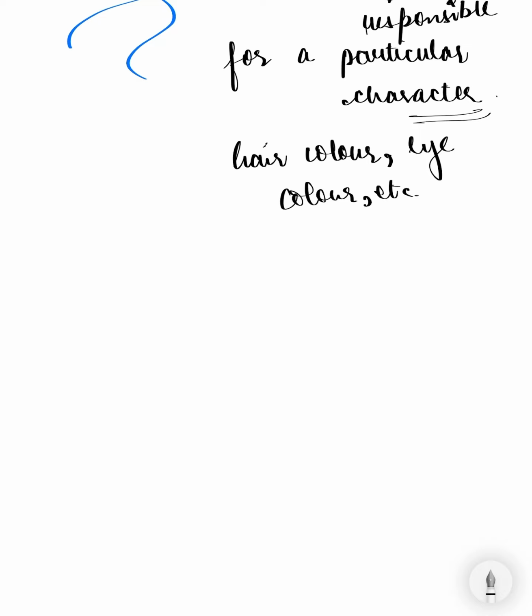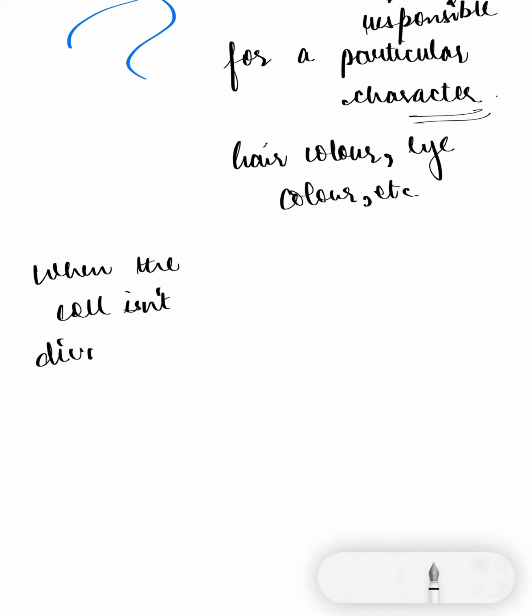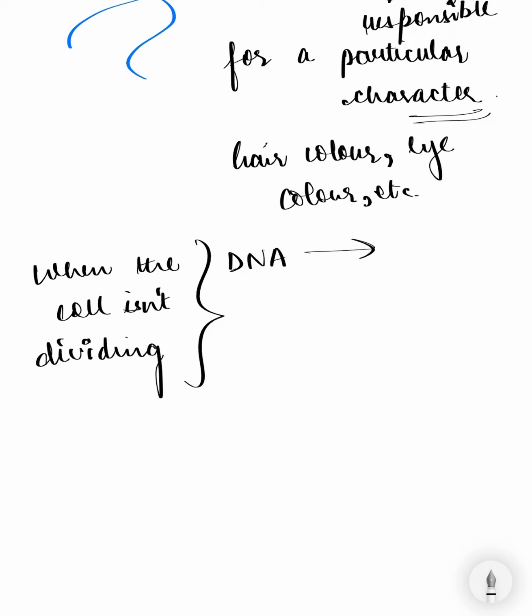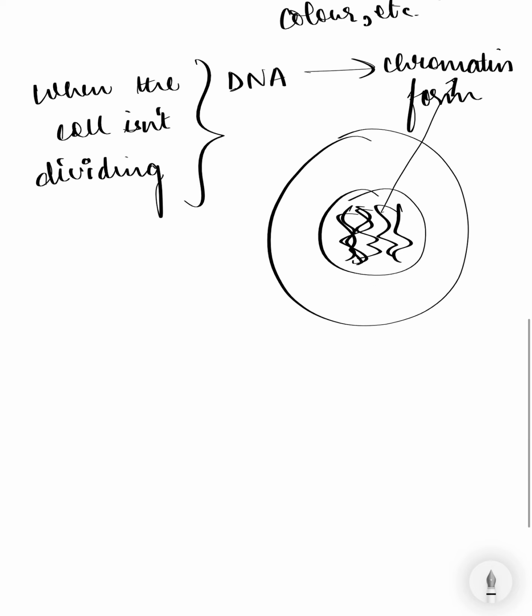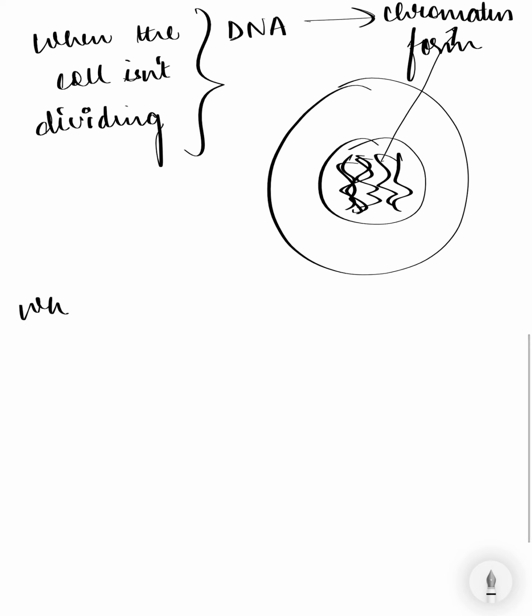Now let's talk about this DNA. When the cell is not dividing, the DNA is present in chromatin form. For example, this is the cell, this is the nucleus. So DNA is present in thread-like structures like this. This is the chromatin.